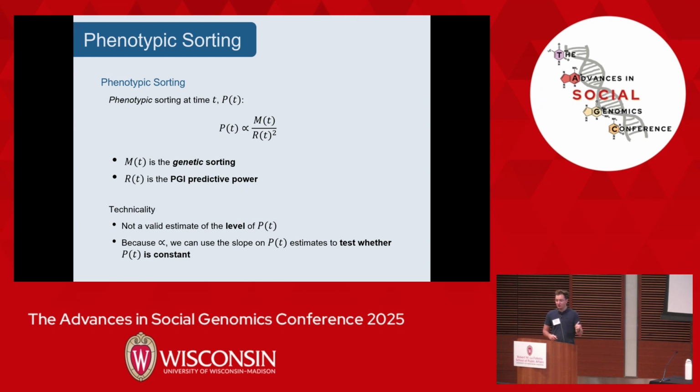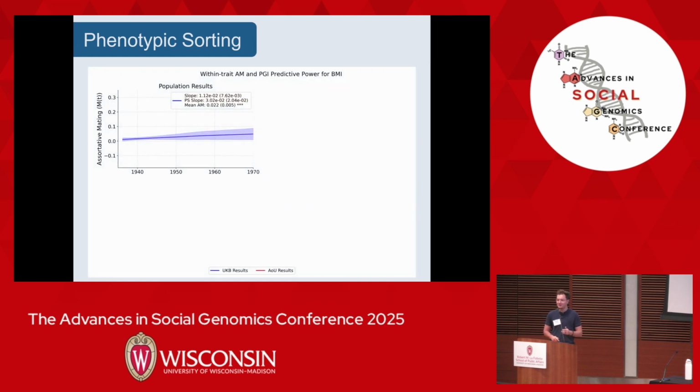So this is going to be our measure of phenotypic sorting, and it's going to be proportional to our genetic sorting estimate, M of t, which is right up there, divided by our PGI predictive power at time t squared. That's going to be R of t right there. Notice that our estimate of phenotypic sorting is only proportional to this ratio. So technically, it's not a valid estimate of the level of phenotypic sorting at time t. However, because it is proportional, we can use the slope on our estimate of P of t to test whether the level of phenotypic sorting is constant or changing over time, which is exactly what we want.